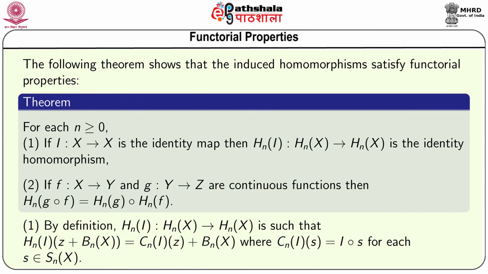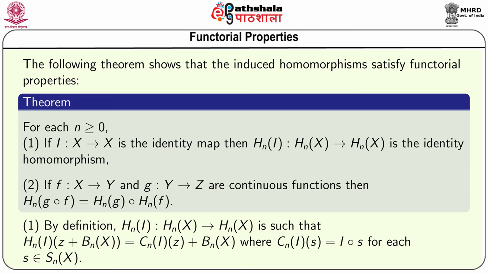So far, we have constructed successfully the homomorphisms Hnf from Hnx to Hny corresponding to the continuous function f from x to y. As in the case of simplicial homology, we may expect that these Hnf must have the functorial properties, so that singular homology groups actually serve as a covariant functor from the category of topological spaces and continuous functions to the category of abelian groups and homomorphisms. The following theorem shows that the induced homomorphisms satisfy functorial properties.